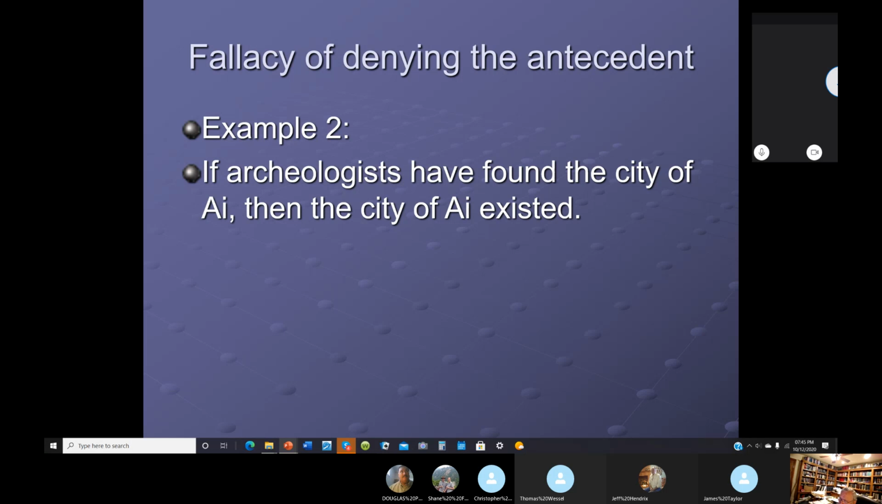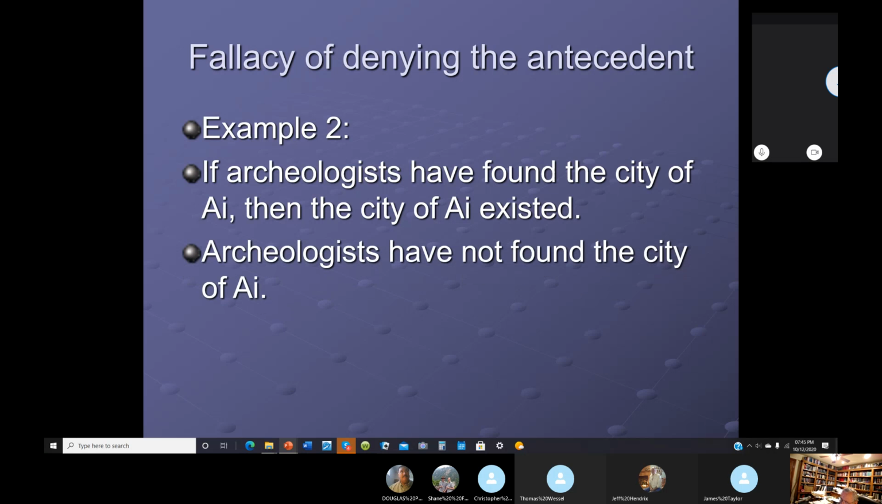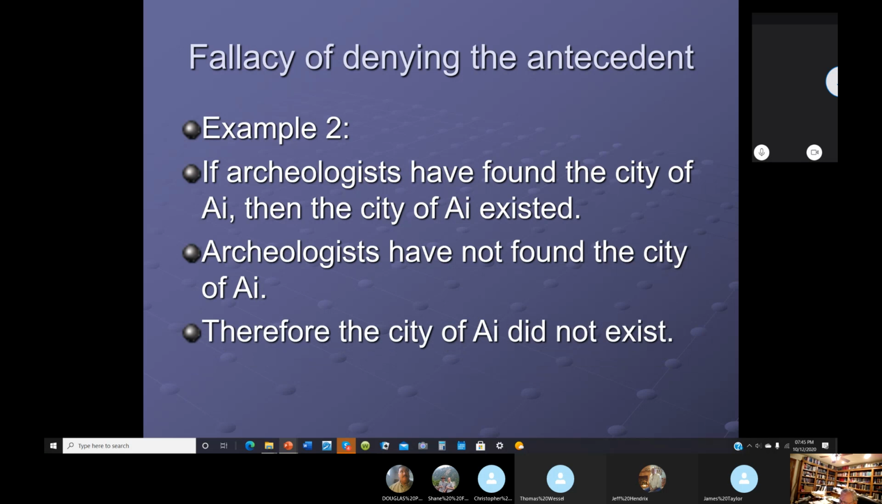All right, let's go back to my point here now. I digressed a bit. If they found the city of Ai that existed, that's true. I don't think anyone could deny that. Suppose the archaeologists have not found the city of Ai, and the conclusion is, therefore, it didn't exist. Well, that's not necessarily true. Have they looked everywhere? That's a good question.